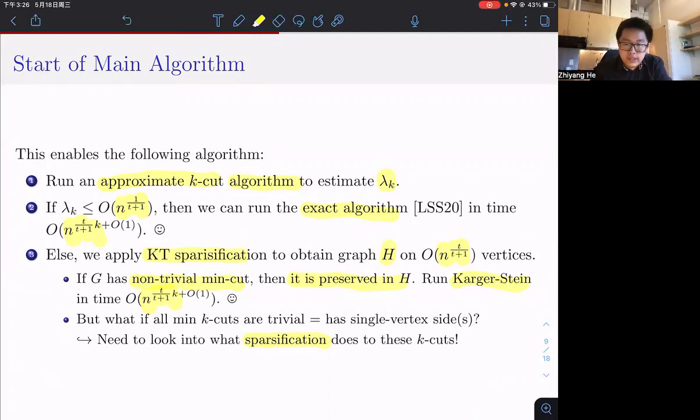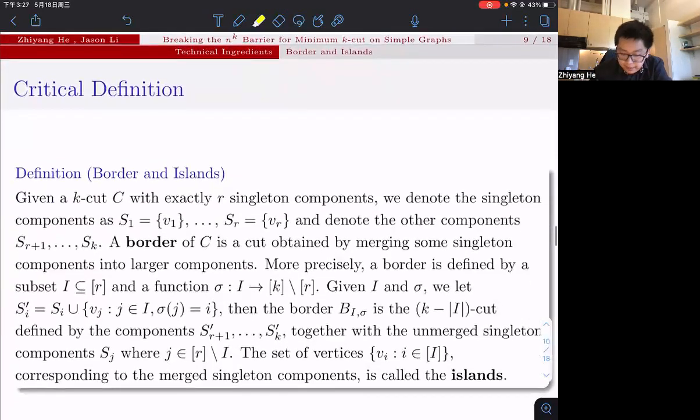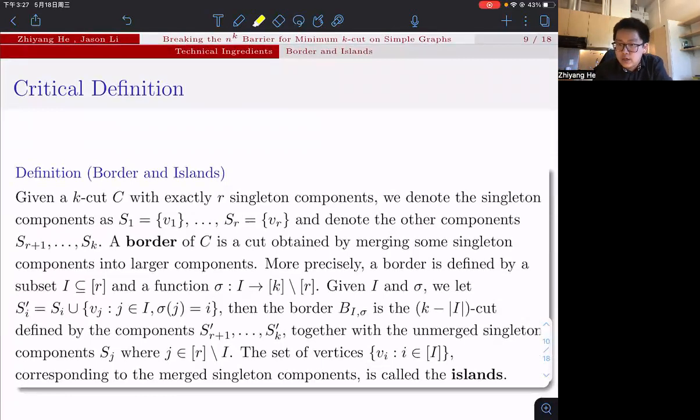Okay, but to formally define this partially preserved K-cut, we need to introduce the most important definition of our paper, which is going to be at the heart of all of our future discussions. It's the definition of what we call border and islands, and hopefully this definition will get more intuitive as the talk goes on.